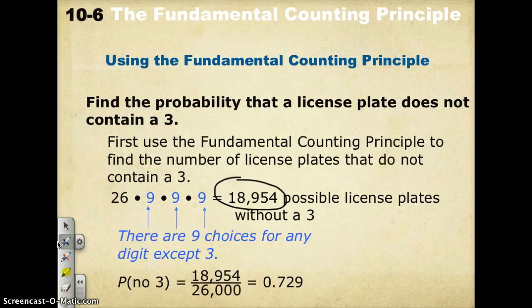So the probability that there is no 3 would be this value out of the total number of outcomes if we use all letters and numbers. So we still are doing part over whole when it comes to probability.